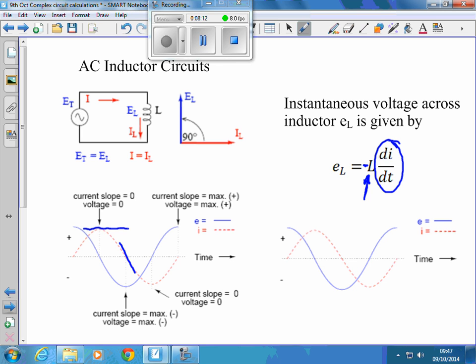Because in this circuit, if we say the current here on the phasor diagram is at 0 degrees, the voltage is 90 degrees ahead of it. We talk about going round this angle circle anti-clockwise. So if we think about these two vectors going round in a circle, the voltage, EL, is ahead of the current.